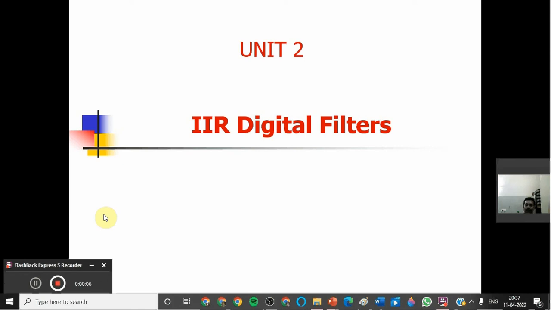So in this video, we are going to see IIR digital filters. Before going into the IIR digital filter, we are going to see what is meant by a filter. A filter is essentially a network that selectively changes the wave shape of a signal in a desired manner. The objective of filtering is to improve the quality of signal or to extract the information from the signals.